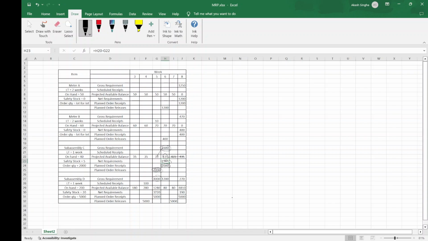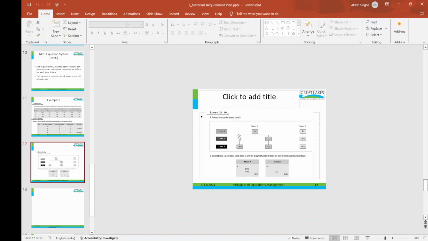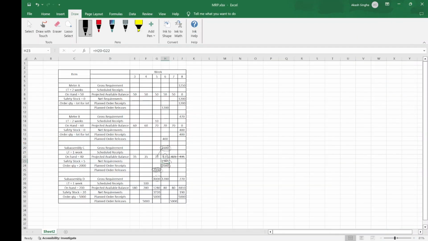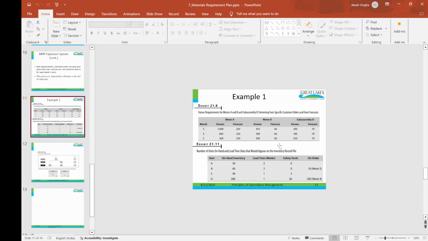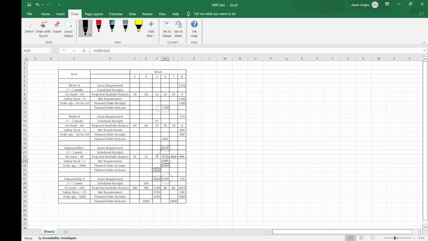And also for every A, differently 1 unit of D is needed, right? So for every A, so for 1200 A, 1200 D also is needed in that week. And for D alone, the demand is known 200 and forecast 70, so 270. So these three are the gross requirement of D.